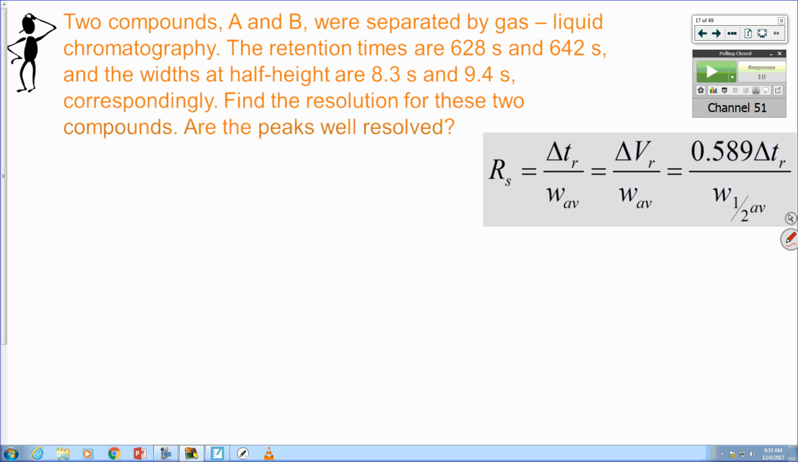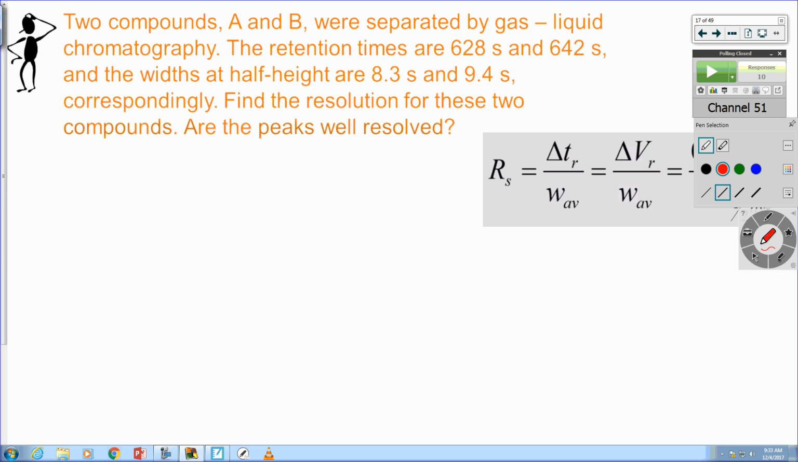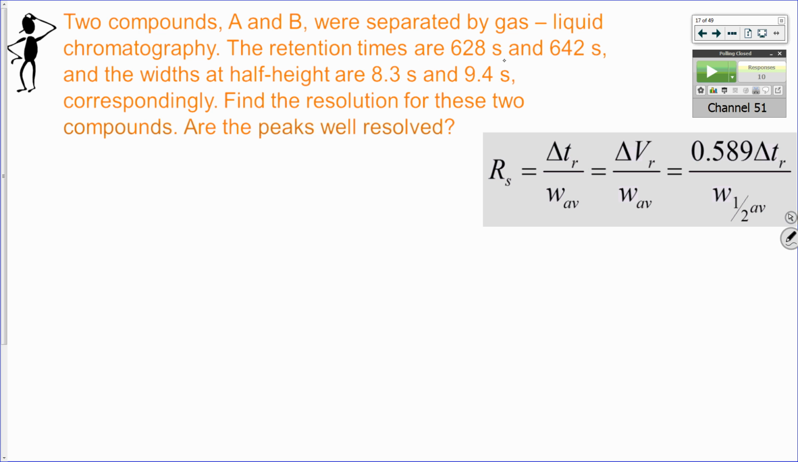So two compounds were separated by gas liquid chromatography. Retention times were 628 and 642. I give you the peak widths at half height and ask you to find the resolution of the two compounds, and are they well resolved. So let's just crank through this one. Everything's in seconds, so that helps me out. And here's the equation that I'm going to use, because I've got the peak width at half height, so that's the one that I want to use.